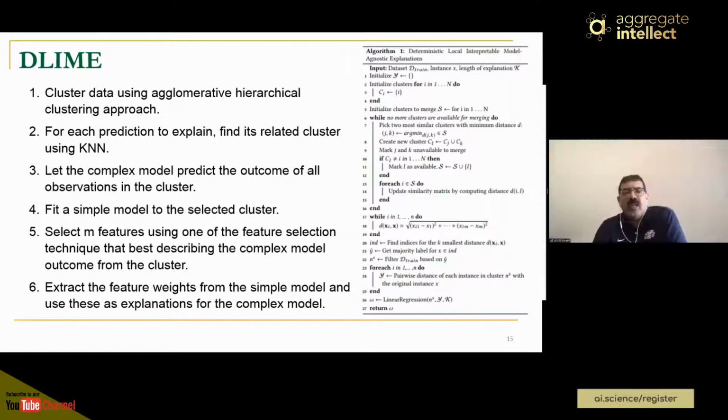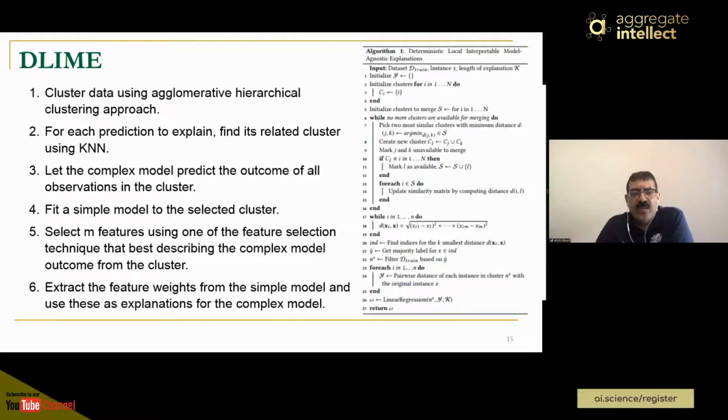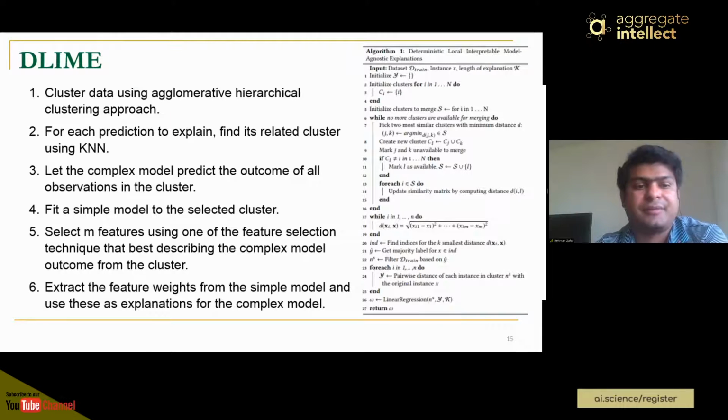So in your case, for these feature selection techniques, you used the default LIME techniques. You did not alter that in any way? No. Okay. So the main part that you changed was essentially steps 1 through 4, right? Yes. Okay, thank you.